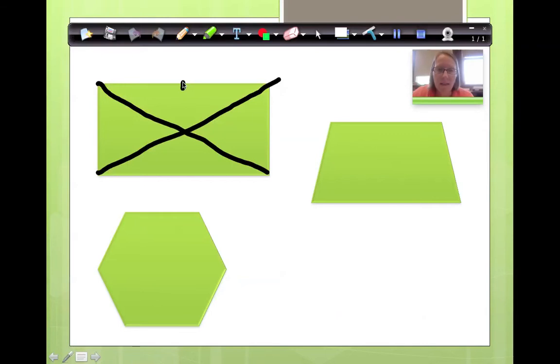If I decide to even cut it further, now I've got even more triangles. How many do I have now? I've got 1, 2, 3, 4, 5, 6. If I wanted more, I can cut it this direction, and what do I have? 1, 2, 3, 4, 5, 6, 7, 8. I've got 8 triangles. Okay?